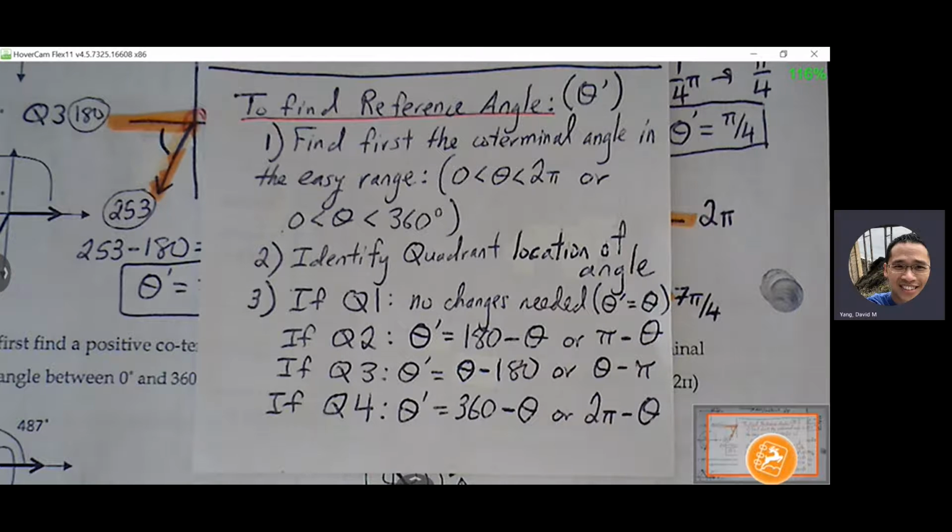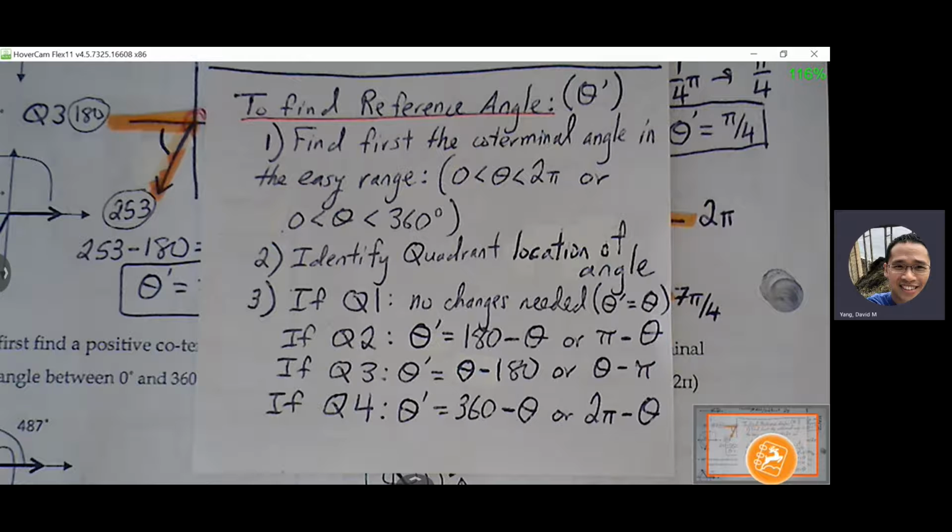Now, if you're in quadrant 2, the closest x-axis is your 180-degree line or your pi line. So you take that 180 and you subtract: larger minus smaller. If you're in the second quadrant, your angle measure will always be smaller than 180, so you're always going to do 180 minus theta, or pi minus that angle. If you accidentally mix this up, it's okay, because if you see a negative, just drop the negative. It's just going to be the positive angle measure between that and the x-axis.